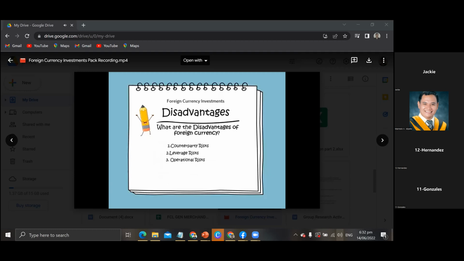What are the disadvantages of foreign currency? Number one, counterparty risk. It is an international market. Therefore, regulation of the foreign currency market is a difficult issue because it pertains to the sovereignty of the currencies of many countries. This creates a scenario wherein the forex market is largely unregulated.